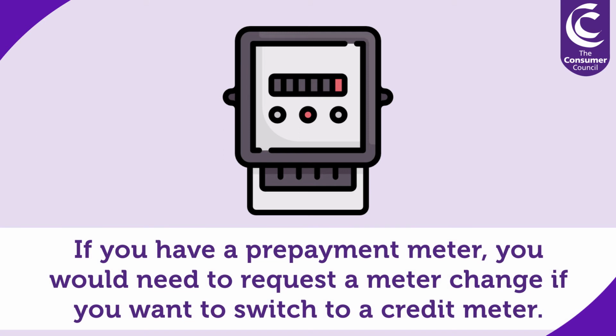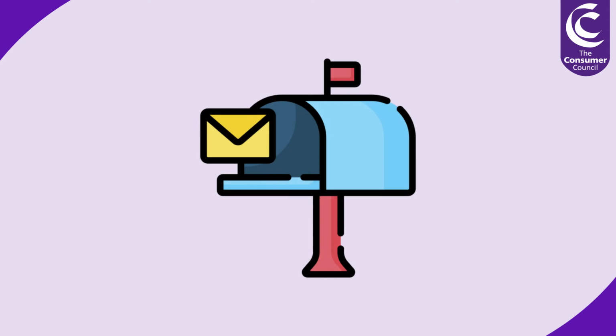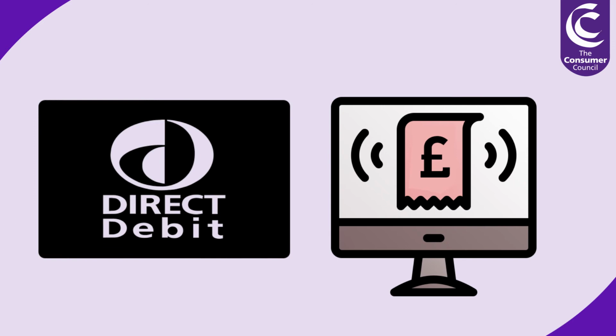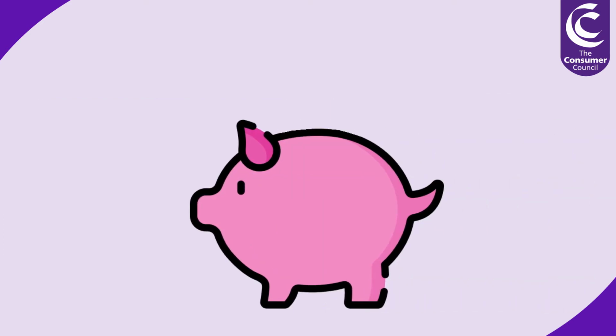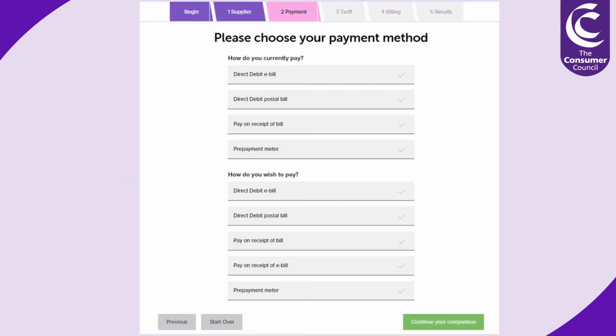If you have a prepayment meter, you would need to request a meter change if you want to switch to a credit meter. If you currently get your bill in the post, you might wish to change to e-billing and set up a direct debit. This option can save you money. After you have selected how you pay currently and how you wish to pay, click Continue.